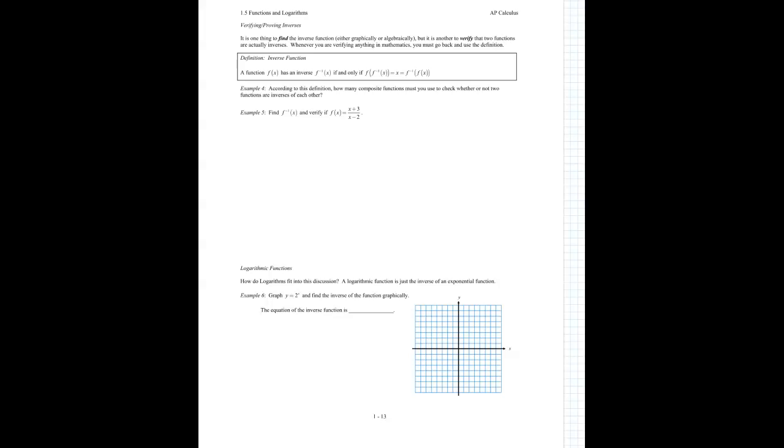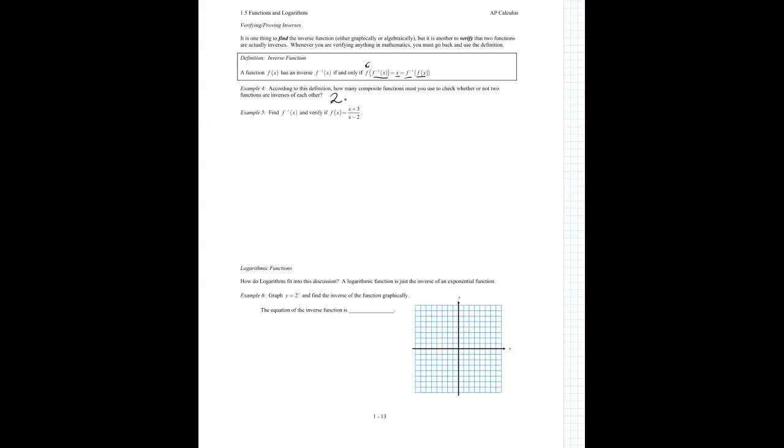of f of x. So according to this definition, how many composite functions must you check whether or not two functions are inverses of each other? Well, we're definitely having to check whether or not f inverse plugged into just regular f function is equal to x, and we're checking to see if f function plugged into the inverse is also x. So according to the definition, we have to check 2. Alright, let's go on to example 5.